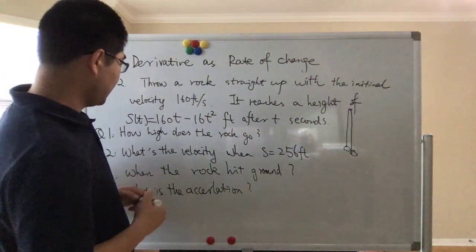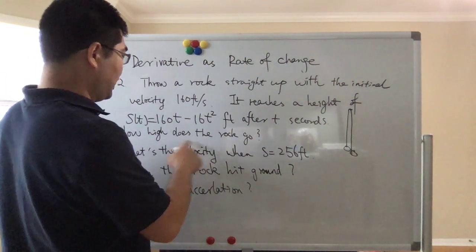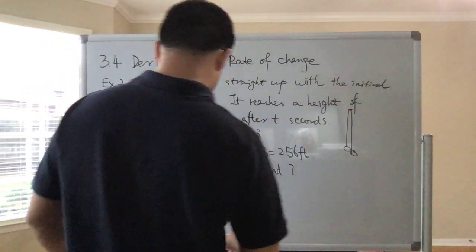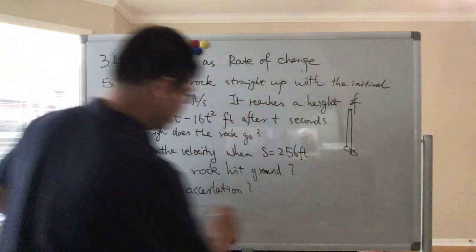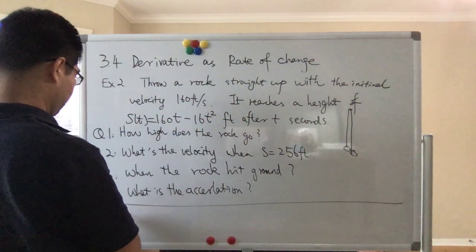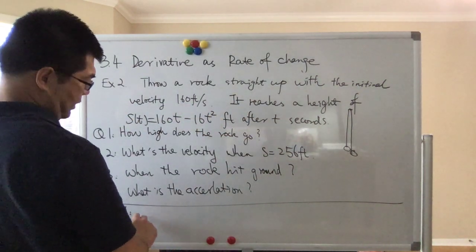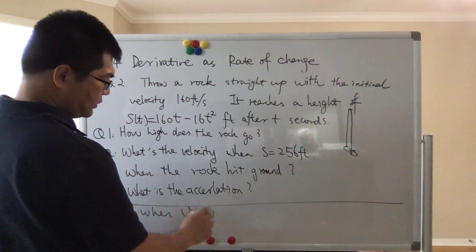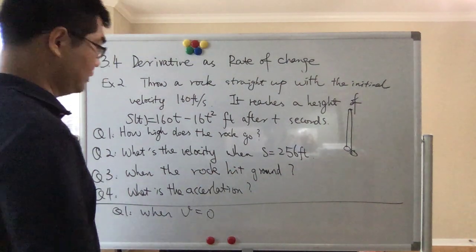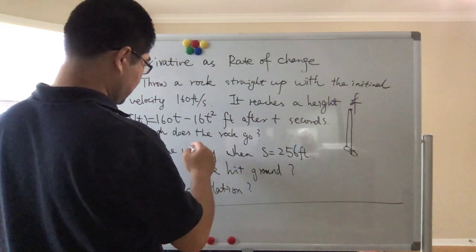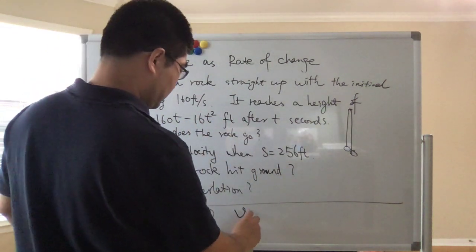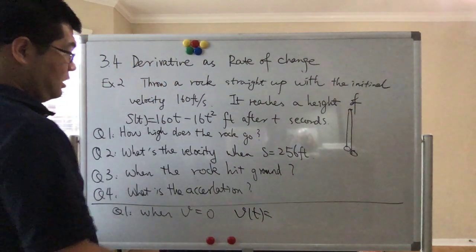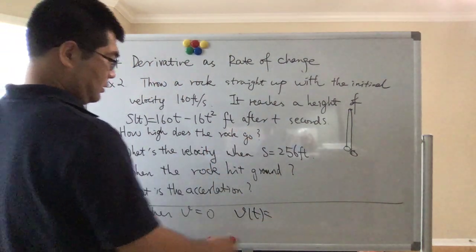So how high does the rock go? Well, question one is right here: that is when the velocity equals 0. When the velocity equals 0, then we know that the derivative of the position function, or in this problem, the height function.